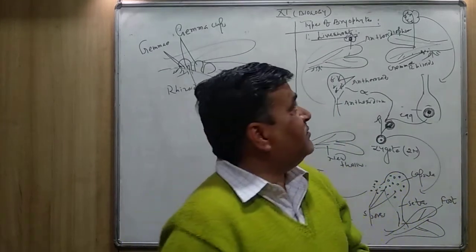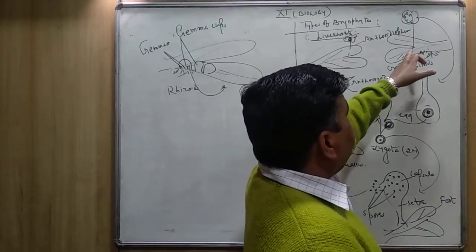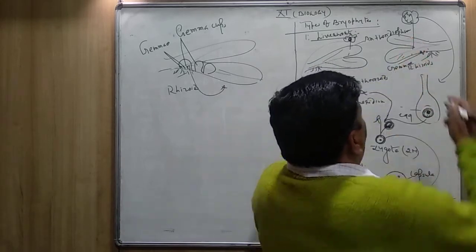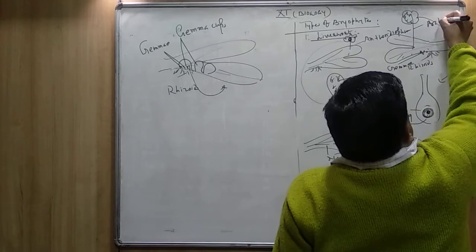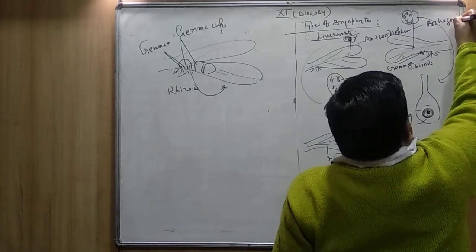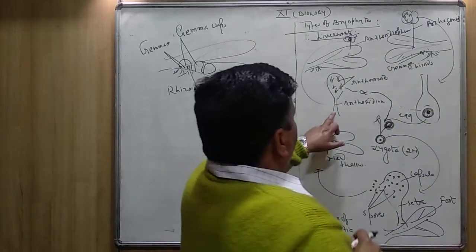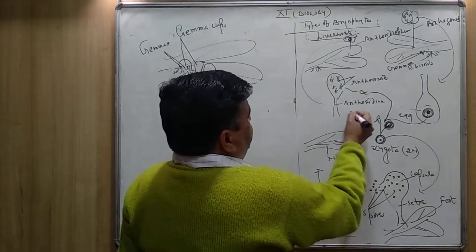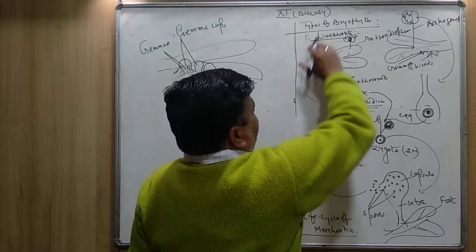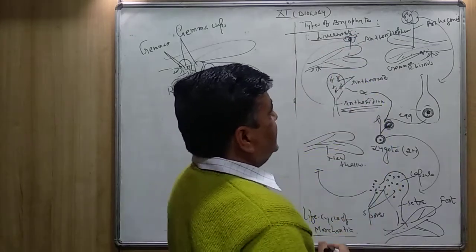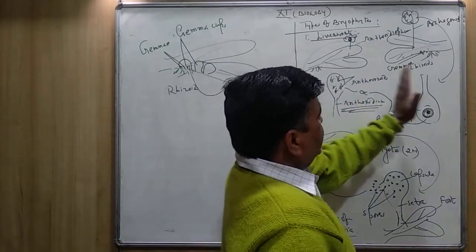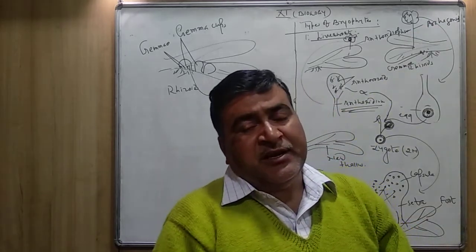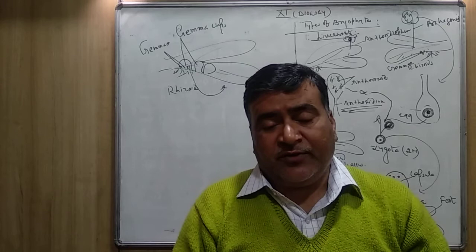The archegonium are present where? Inside the archegoniophore. This one is the archegoniophore. Here, this is a diagram of a single antheridium. So many antheridium are present inside the antheridiophore. The same here also, so many archegonium are present inside the archegoniophore.